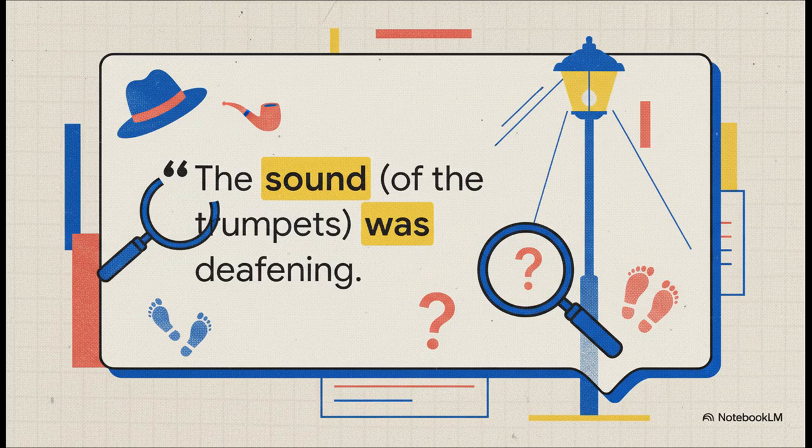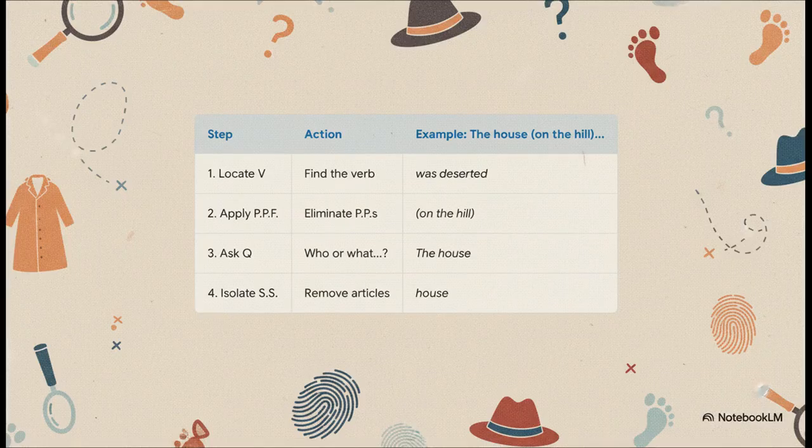But wait, of the trumpets is a prepositional phrase. So we just mentally cross it out. And what's left? The true subject, sound, which is singular. So the verb has to be was. Let's turn this into a foolproof step-by-step system.